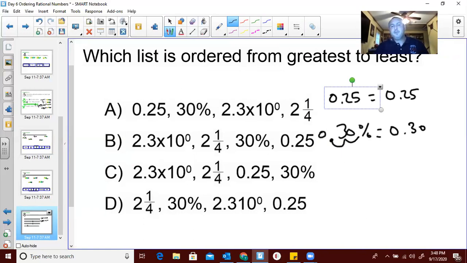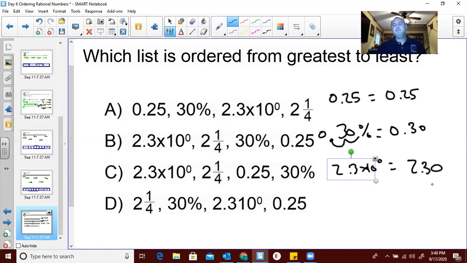Then I have 2.3 times 10 to the 0. Now here's a little trick. This is 10 to the 0. Now I know if it's negative, the decimal is going to move to the left. And if it's like -4, it'll move to the left 4. If it's positive 10, it'll move to the right 10. But if it's 0, you guessed it, that decimal just doesn't move. And I'm going to add a 0 because I can.